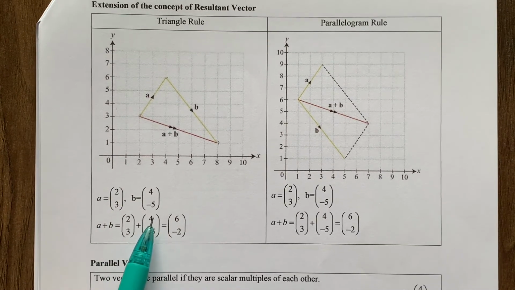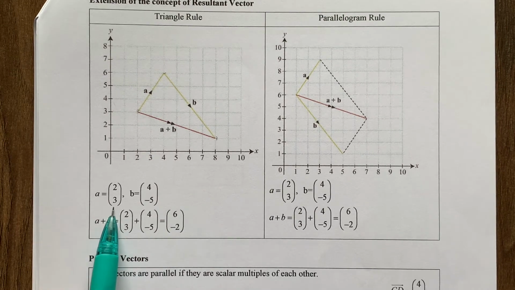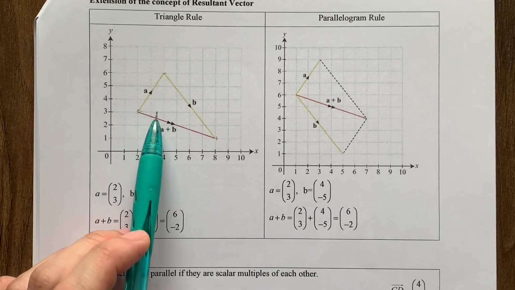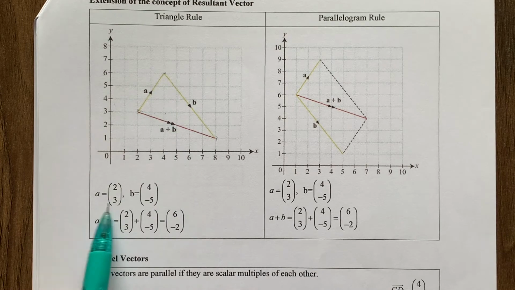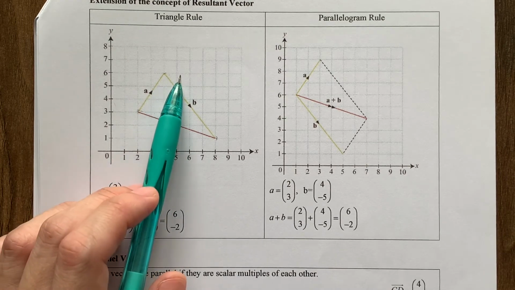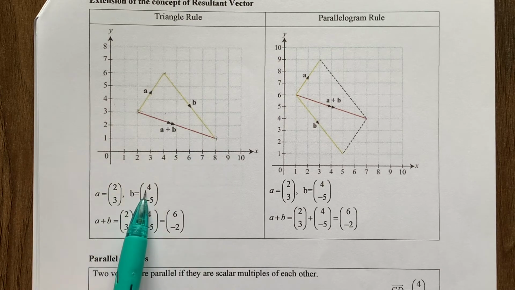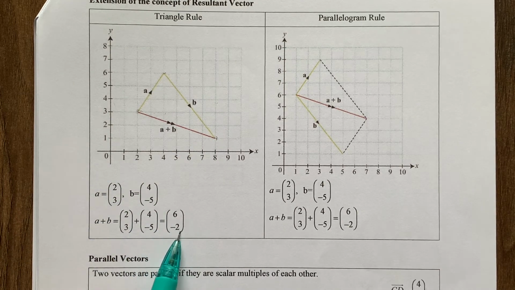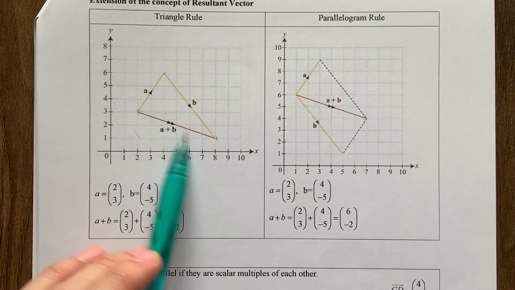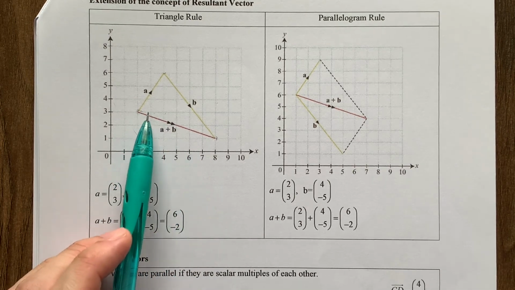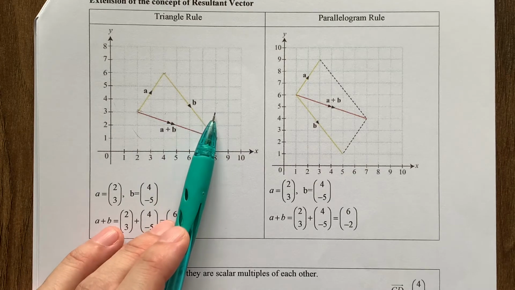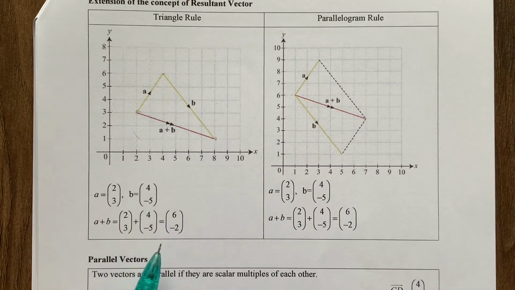In this case, if you look at just the example here, a is 2, 3. b is 1, 2, 3, 4, then 1, 2, 3, 4, 5. That's why it's 4, -5. If you add them together, you get 6, -2. If you look at this red vector purely by itself, it's also 1, 2, 3, 4, 5, 6, then 1, 2. See, it's exactly the same vector. So that's what the triangle rule is all about.